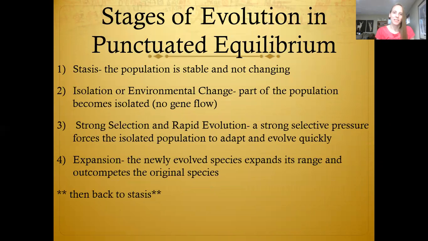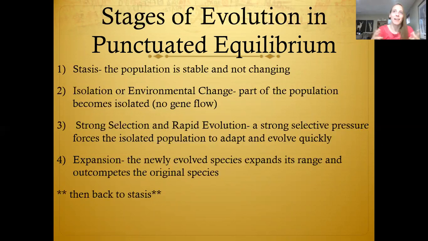Okay, so these are the different stages of punctuated equilibrium. Number one, stasis. The population is stable, it's not changing. Next up, isolation, or a massive environmental change. Usually we just call it isolation. So part of the population becomes isolated, there is no gene flow. Next up, you have strong selection. So there is some sort of selective pressure on that isolated population.